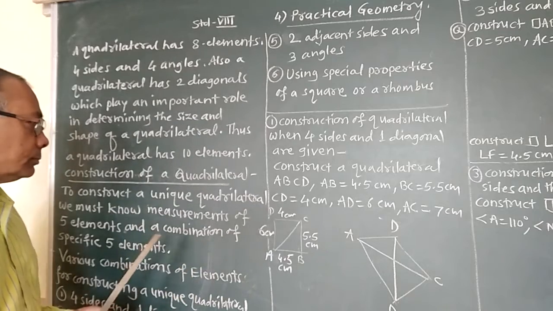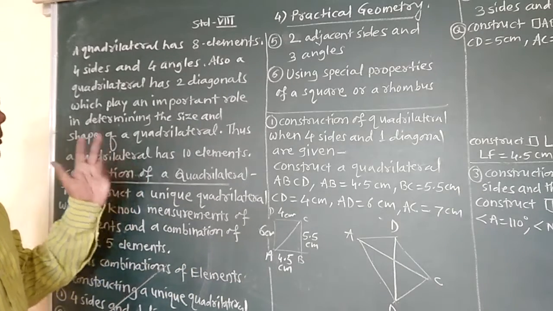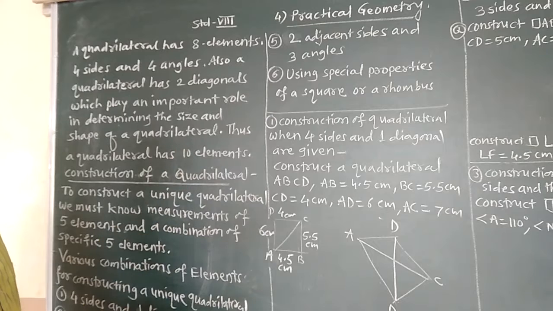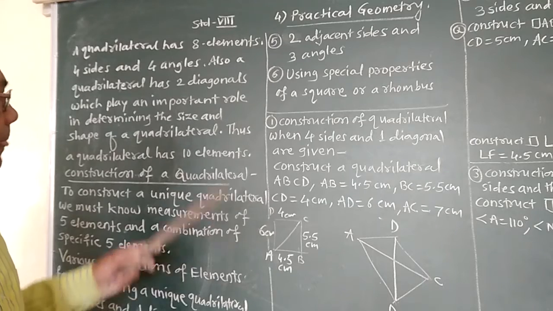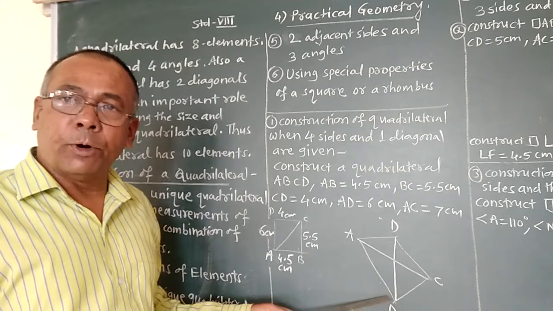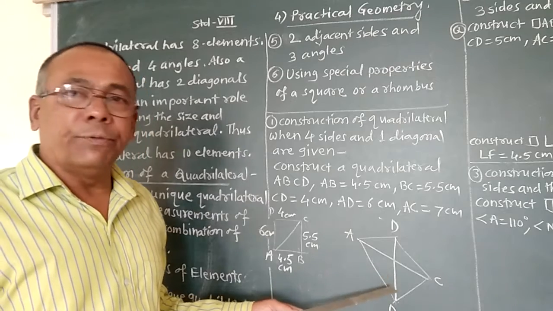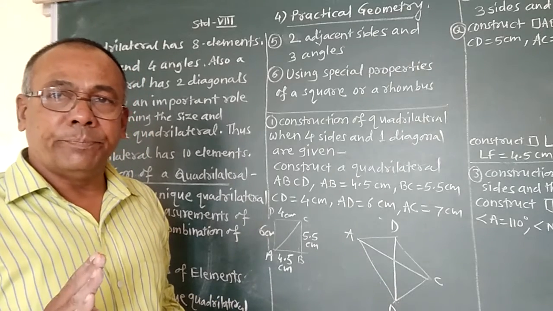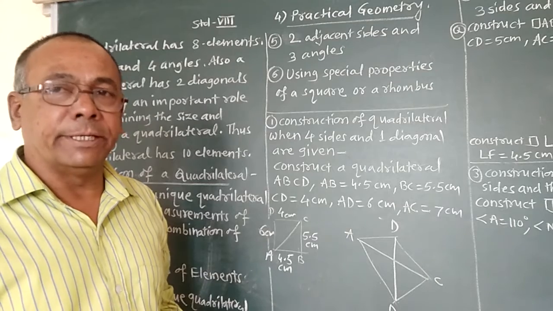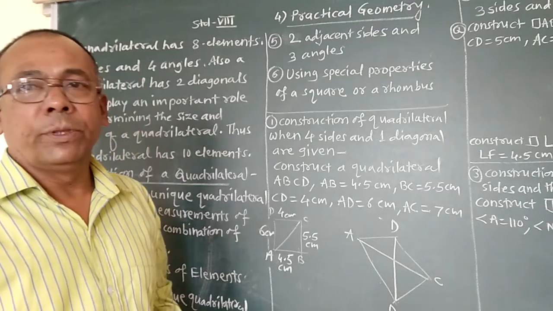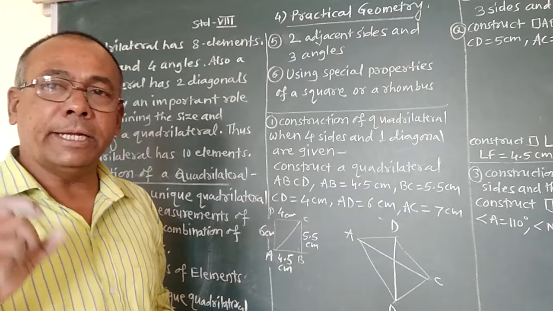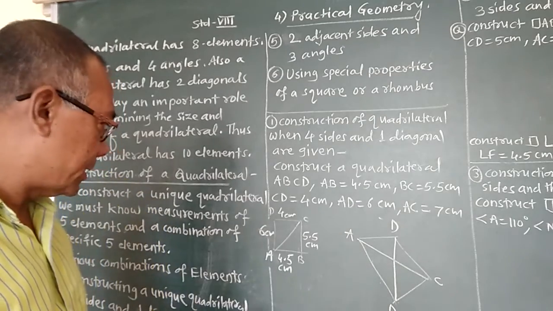Now the diagonals play an important role in determining the size and shape of the quadrilateral. Here the diagonals play a very important role, on which the size and shape of the quadrilateral are based, and therefore in all there are 8 elements of the quadrilateral.